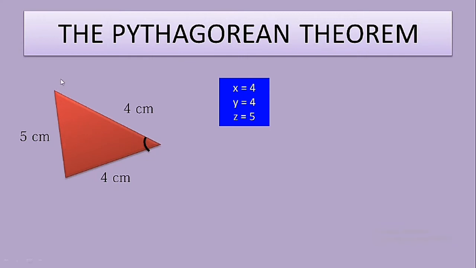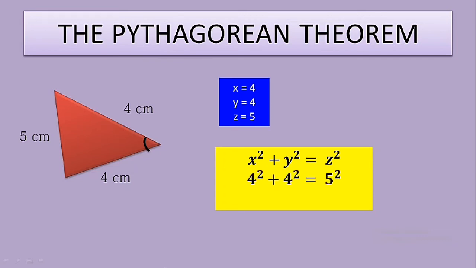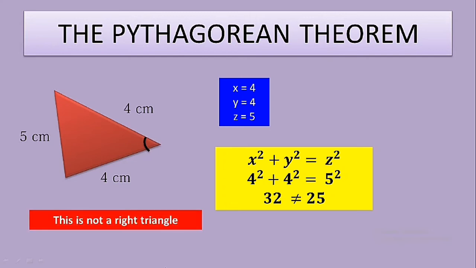Now, we can consider that 5, the longest side of this triangle, can be the hypotenuse. We can use the basic theorem: x squared plus y squared equals z squared. Now, we can plug those side values into the formula. 4 squared plus 4 squared equals 5 squared. We get 32 equals 25. Is it true? Of course it's not. So, we can tell that this triangle is not a right triangle.